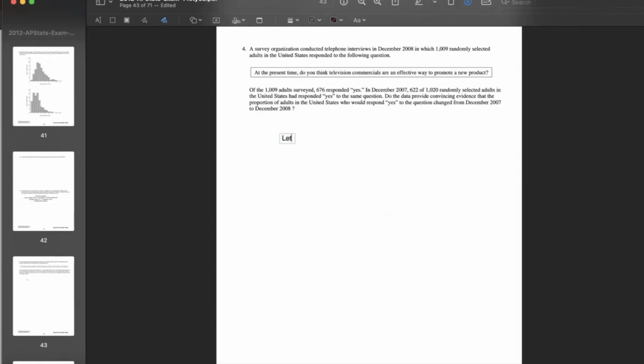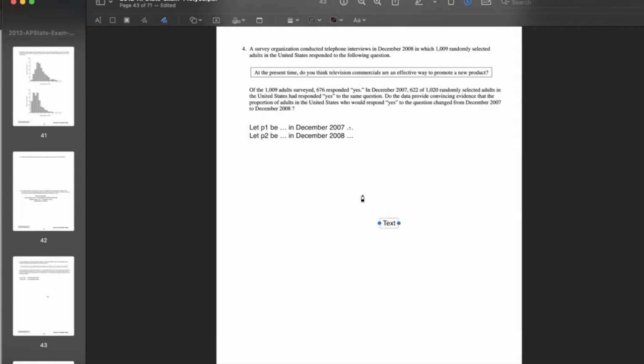So you need to define your variables. We can use P1 and P2, but basically you need to say let P1 be the population proportion of adults in the United States in December 2007 who would respond yes to the question. And let P2 be the population proportion of US adults in December 2008 who would respond yes to the question. So make sure that your variables are clearly well defined. Otherwise, you could lose points on the exam.